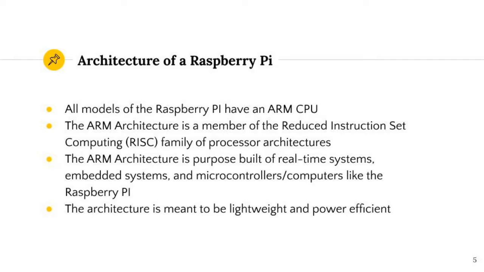Because of that, the ARM architecture is purpose built for real time systems, embedded systems, and microcontrollers and computers like the Raspberry Pi. These are typically small systems you'll see in stuff like traffic lights, and other embedded systems will usually have this type of architecture. It's also very often used in development environments as well because it's very lightweight, doesn't use a lot of power, it's easy to use and easy to learn.